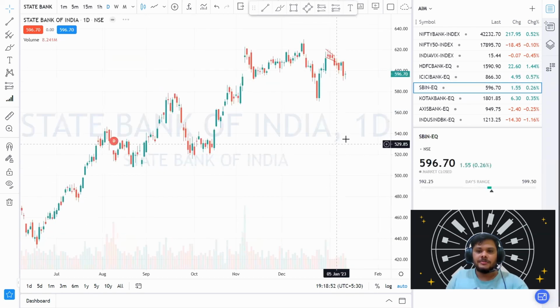Now let's look into SBI Bank. In SBI Bank, you can clearly see that it made a doji candle here and it is also an inside candle. So it needs to close below that candle, which is 595 or 590, for taking any selling trade. But you can take a trade for selling if it trades below 595. And for taking any kind of buying trade, it needs to close above the 600 level with large quantity. Then after that, we can take a trade for buying.